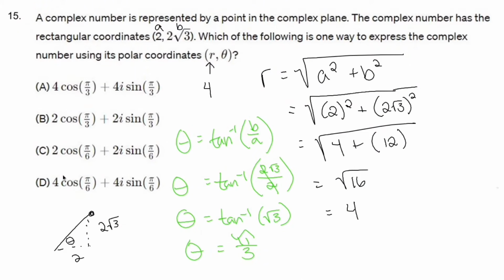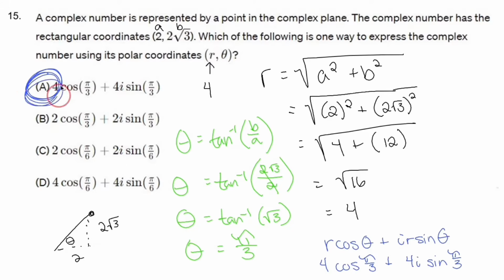All right. So now in order to write this out in complex form, it's written as r cos theta plus i r sine theta. So we know r is 4. So r is 4 cos. We know theta is pi over 3. So pi over 3. Plus 4i, I did a little switcheroo there, sine pi over 3. Which looks like you. Tricky.